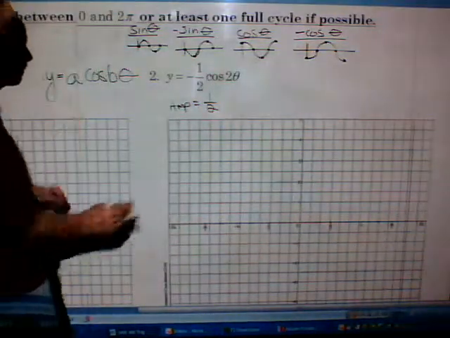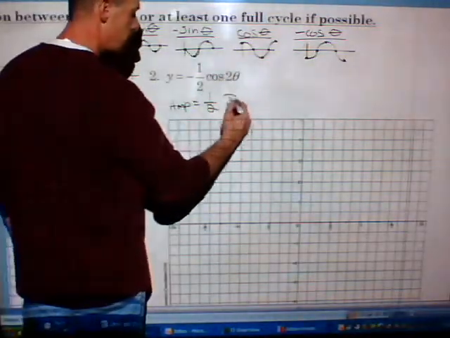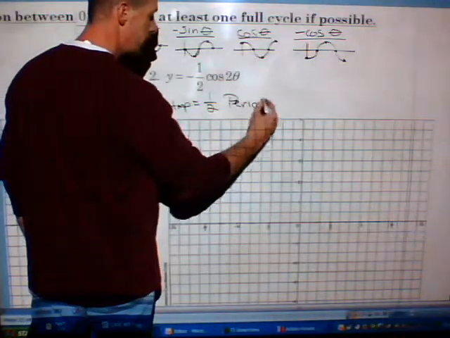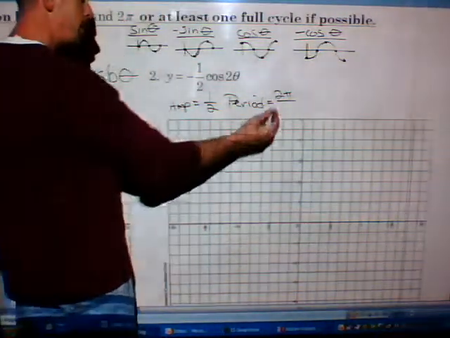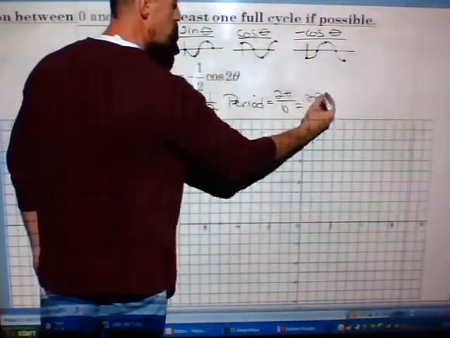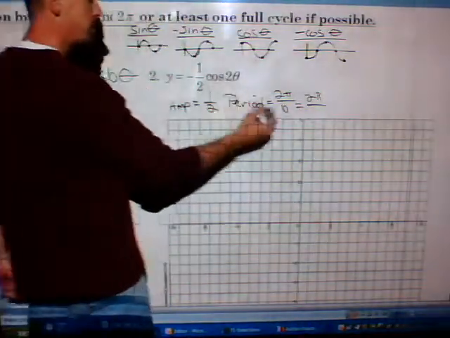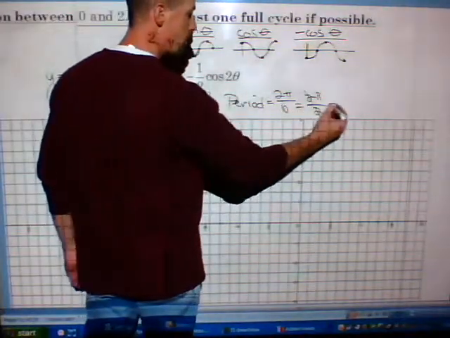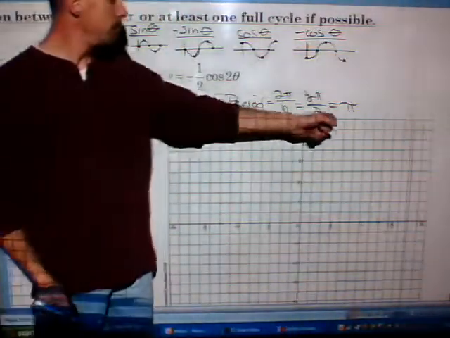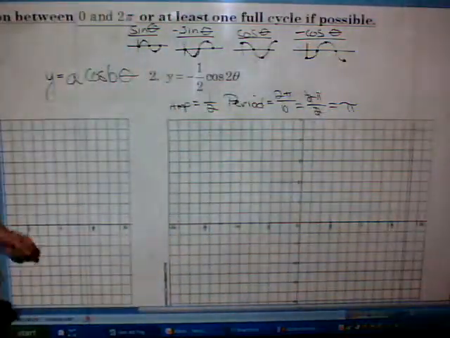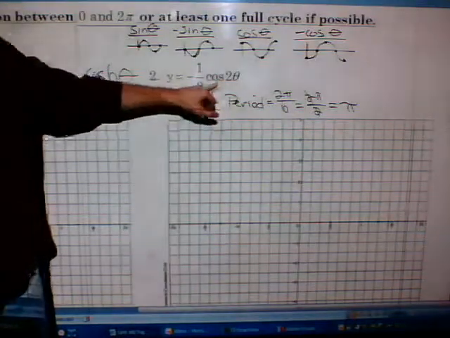Your number of cycles here is 2, so we're going to need to know the period, and the period is 2 pi over b. So this is 2 pi over b, which in this case is 2. So here our period is pi. So we're going to need to know the amplitude and the period. And now we know we have a negative cosine graph.